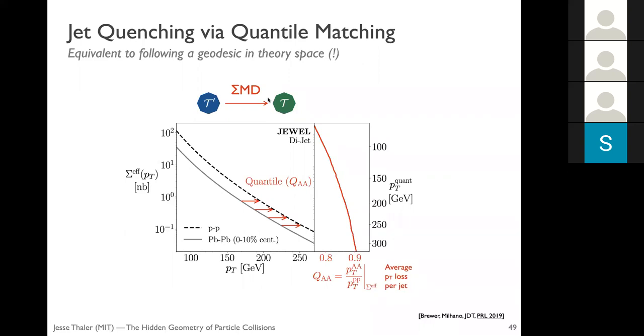Okay, but I guess the main point is that pT is more closely related to energy distance compared to R_AA. That's your main point.